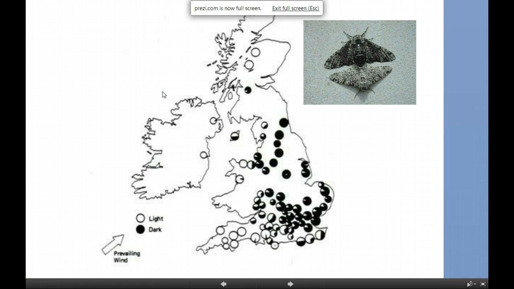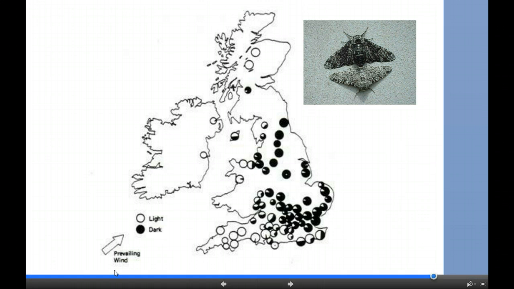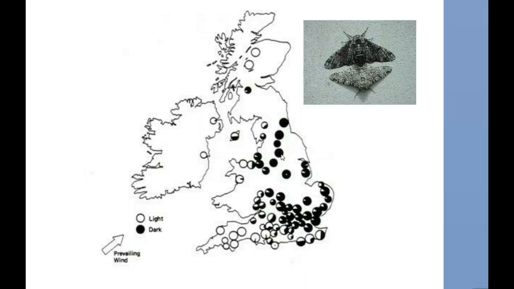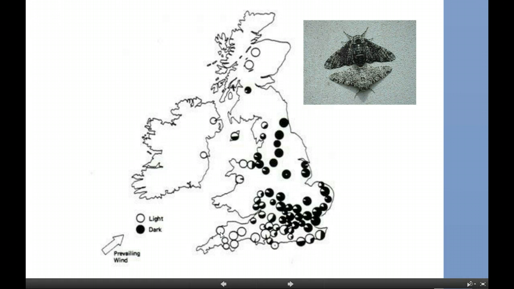So this is a map of Great Britain, and we've got pie charts all over. We've got this circle that's not filled in representing the light-colored moths, and the filled-in circle representing dark-colored moths. So if we look at this data point right here, it's completely filled in. That means that 100% of the moths at this location are of the dark variant. If we look over here, 100% of these are of the light variant. But if we look here, we see about 50-50.